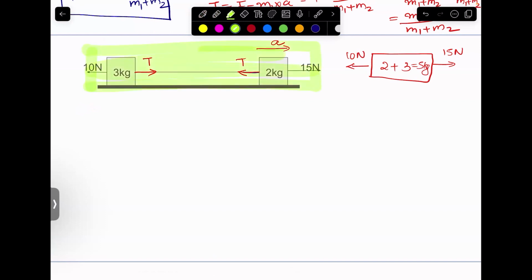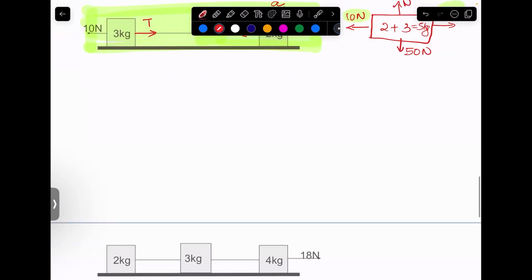whatever forces here, this T and this T, are internal forces which get cancelled out. So you need to only think about 15 Newton and 10 Newton here. Now we can assume the weight of this object is 50 Newton, and there is this reaction force.